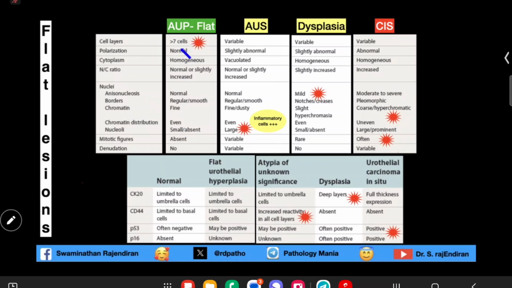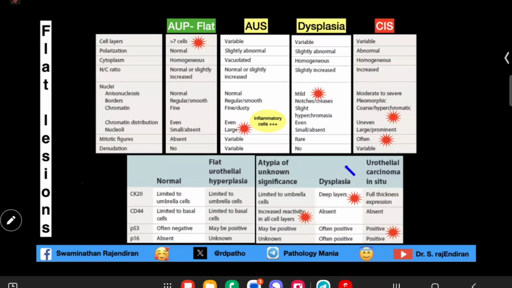Otherwise, everything is normal. ATP of unknown significance: prominent nucleoli, atypia is there, a lot of inflammatory cells, and no mitosis. Dysplasia: atypia is mild to moderate, and you will start seeing more mitosis. Whereas carcinoma in situ, the atypia is full thickness, and you see a lot of mitosis. So these are all the practical points to help you differentiate these 4 flat lesions.